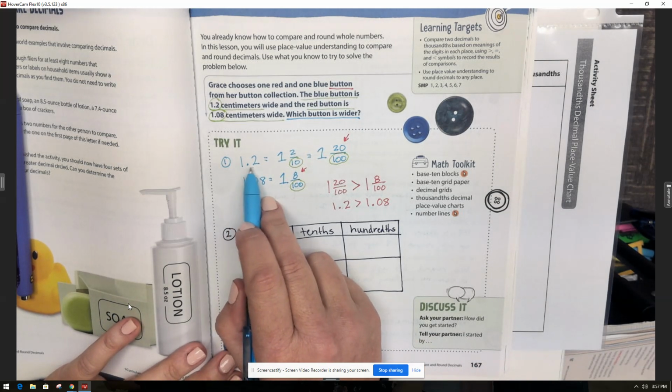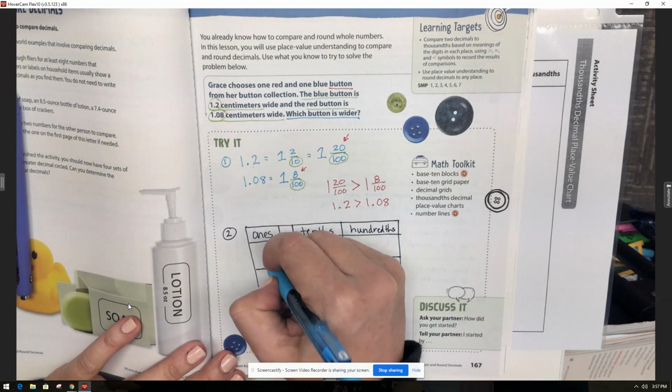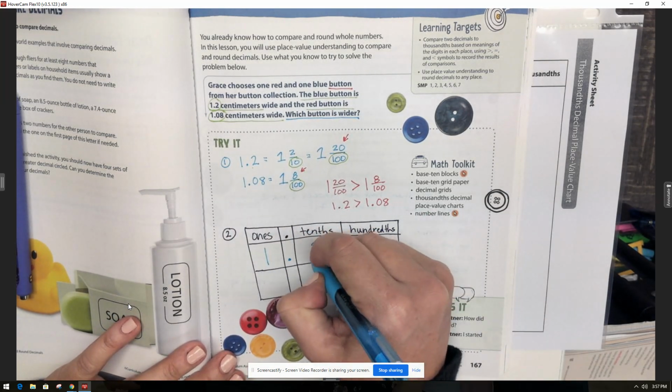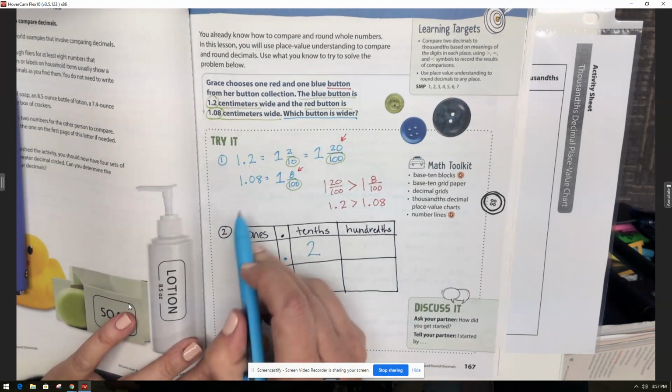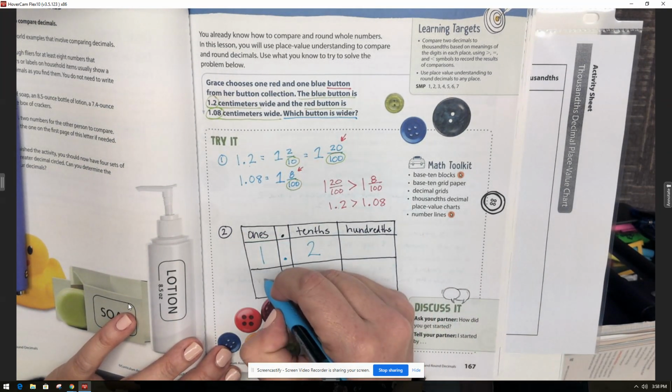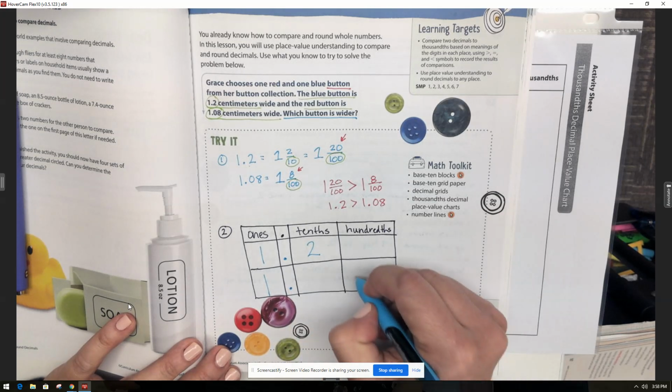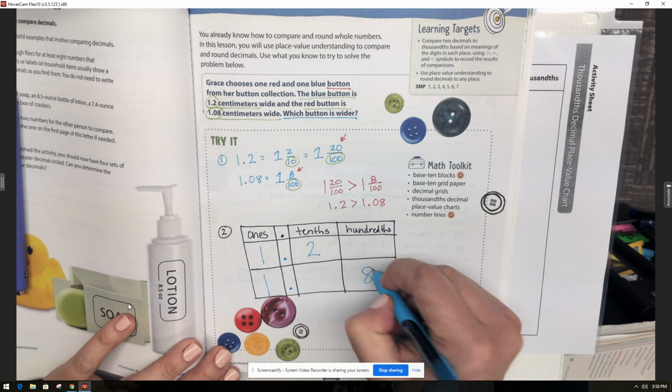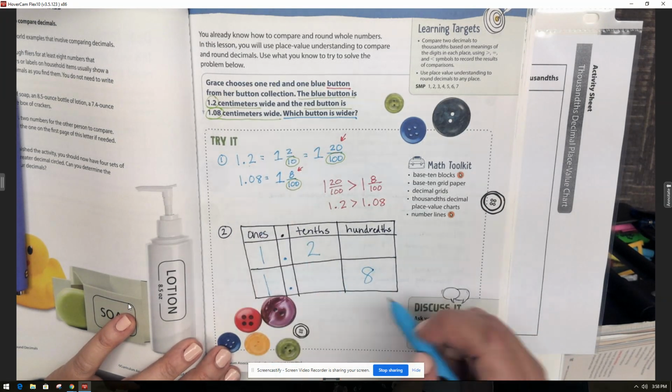So first I'm going to write 1 and 2/10. So I have 1 and 2/10. Then I'm going to write 1 and 8/100. 1, and I have an 8 in the hundredths, and then I know that I need to put a placeholder 0 in.